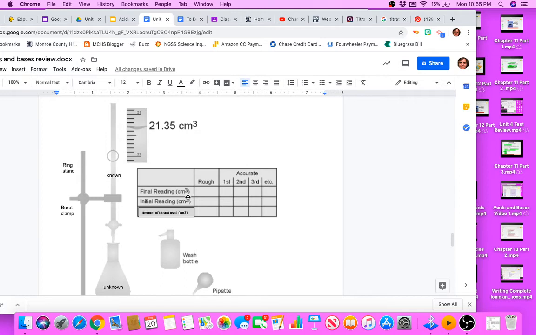I wanted to explain that to you. She didn't really talk a lot about the calculations in the video. She showed you how to do the titration, but the calculations they were doing in the video, they were doing the percent by mass of vinegar, and that's not what we're doing. We're not doing percent by mass, we're doing molarity.